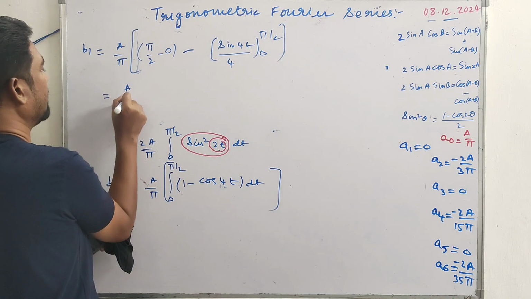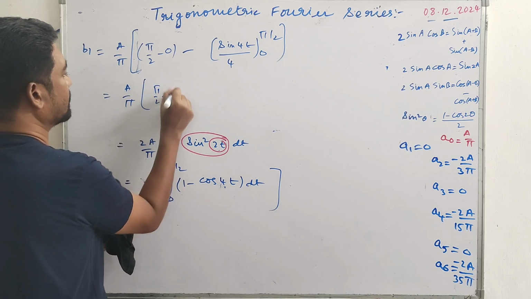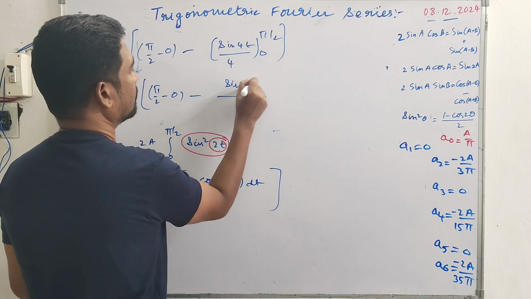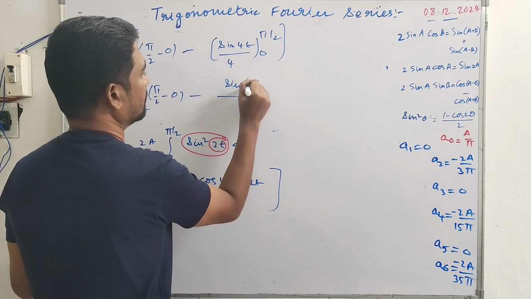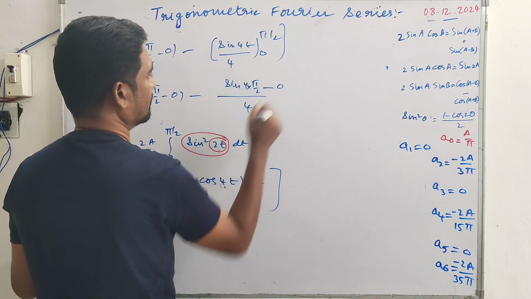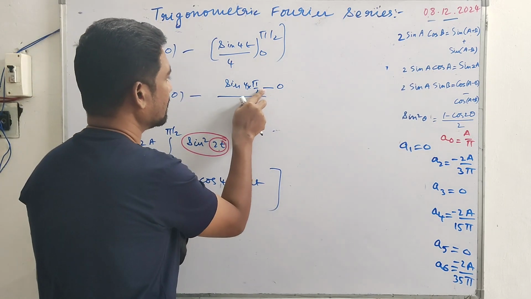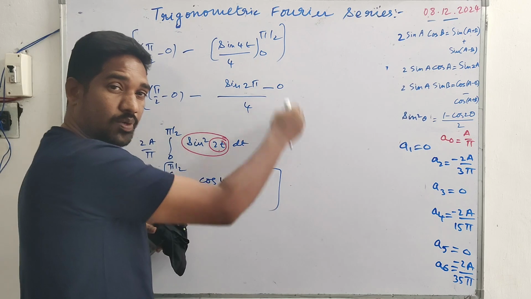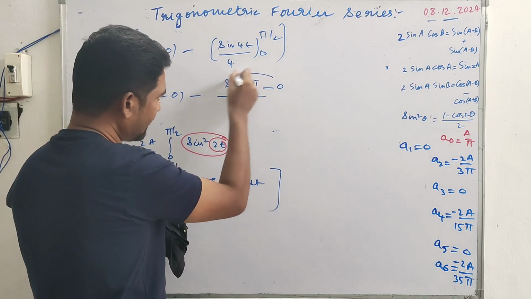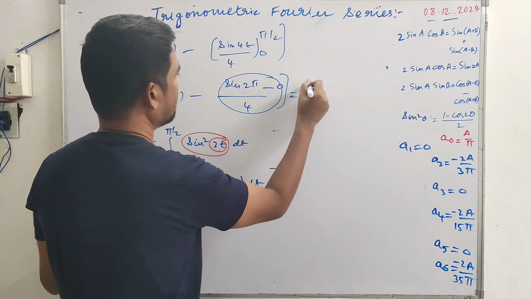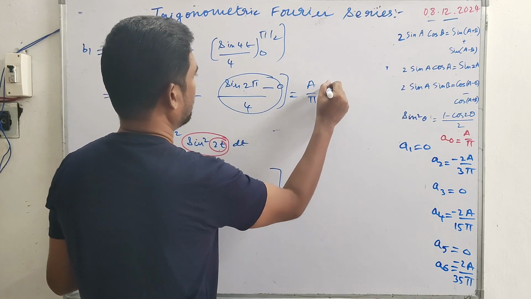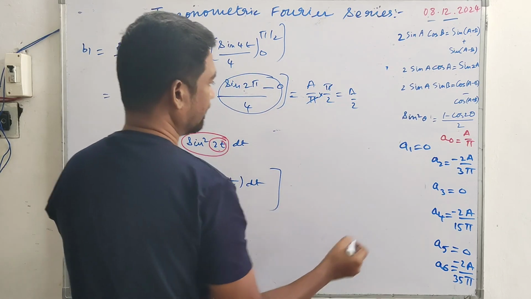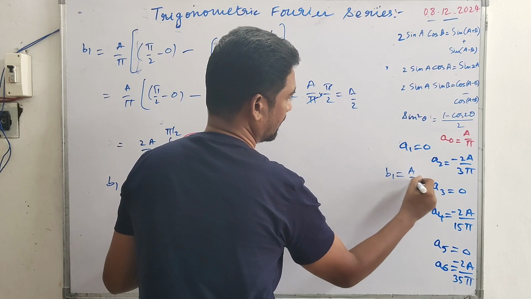So a by pi, am I going wrong? No. Pi by 2 minus 0 from the first term, minus of sine 4t by 4; in the place of t we have pi by 2, minus sine 0, it's 0. Even here, it's sine 2 pi, sine 3 pi, it's 0, this entire thing will be 0. So finally we have a by pi into pi by 2, pi gets cancelled, a by 2. B1 is found out to be a by 2.